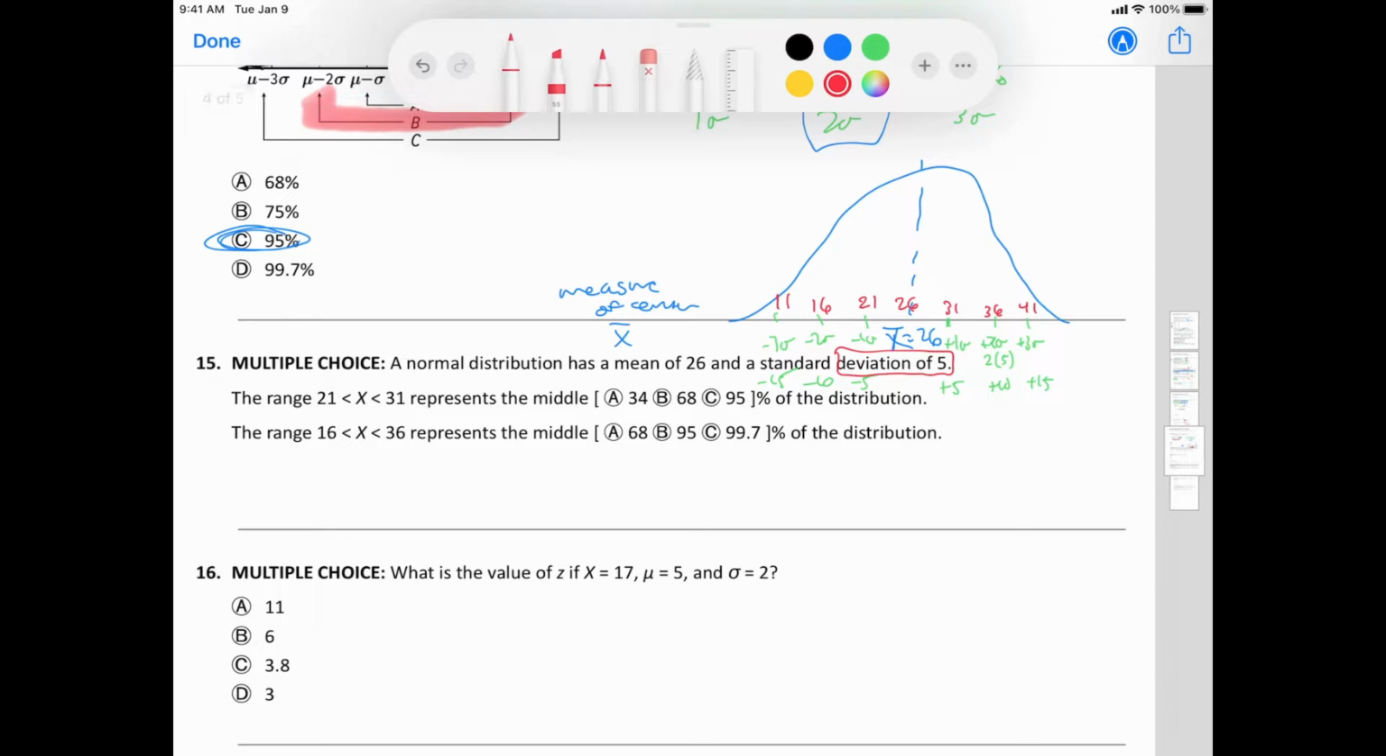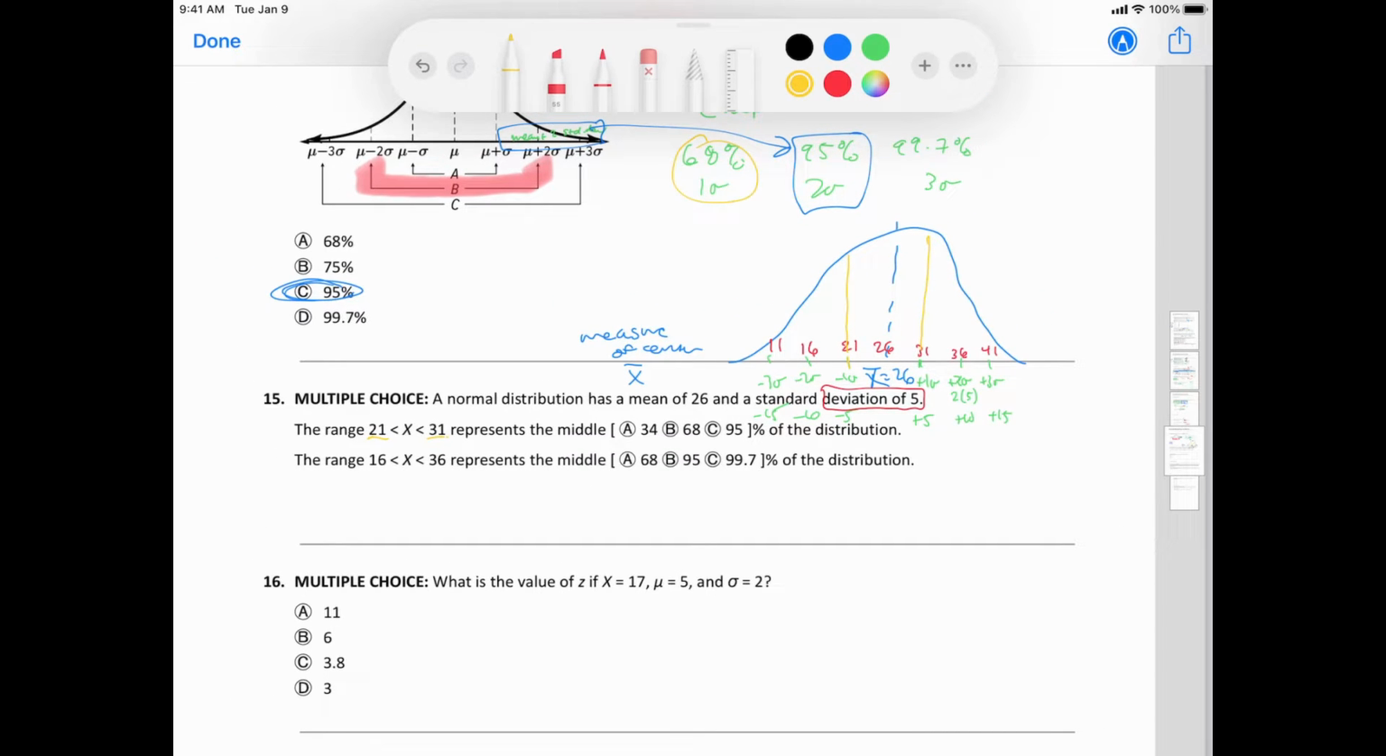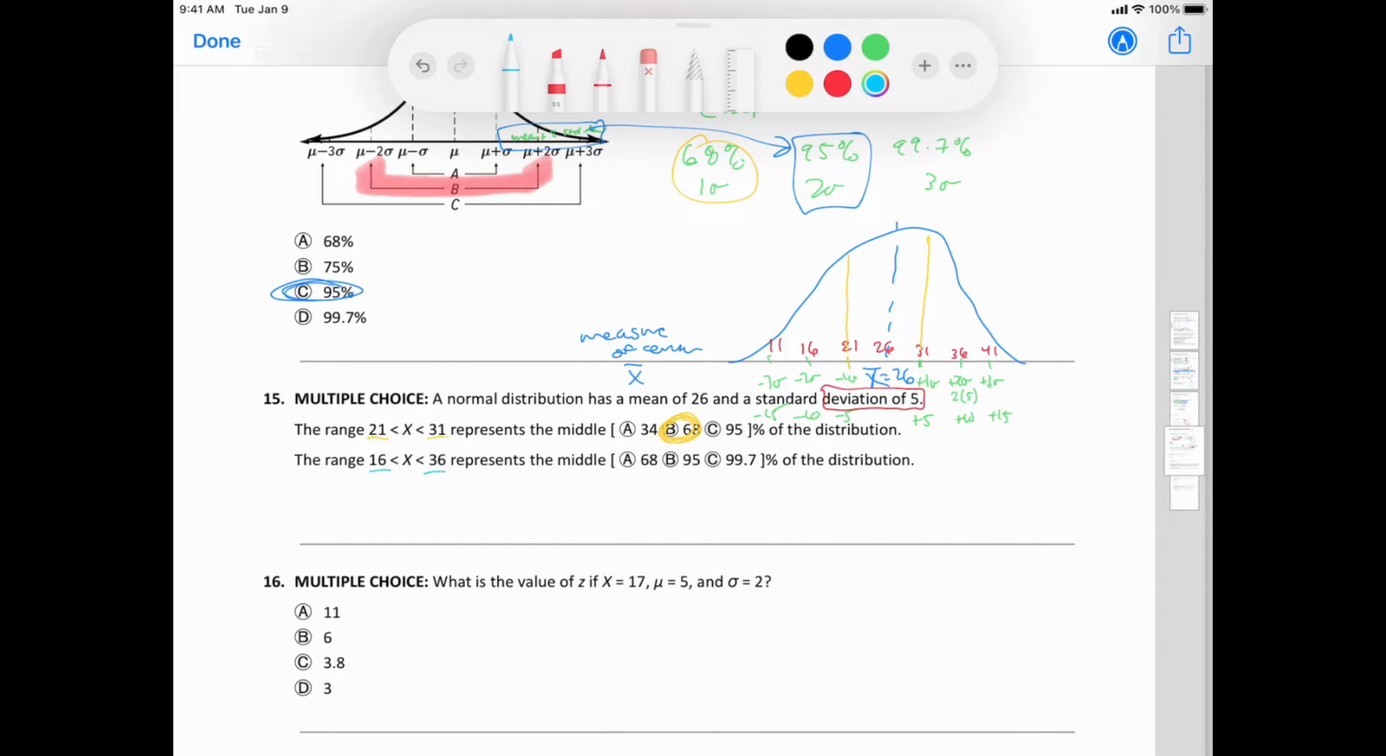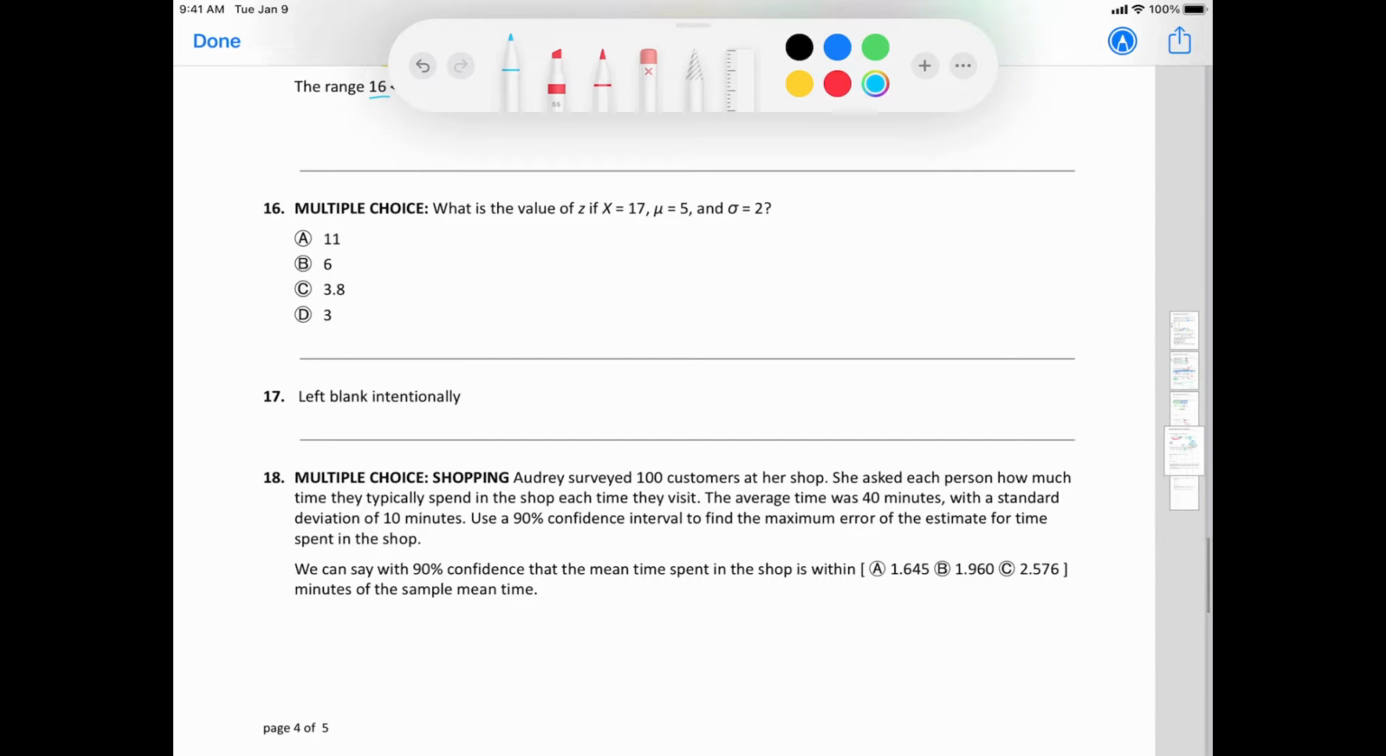Okay, so if I do the first one, 21 to 31 here, so that represents how many standard deviations? 1 standard deviation away, which is 68%. And then 16 to 36 is here. So that represents 2 standard deviations away. They would want to know that. So again, that would be 95%. All right, number 16. Almost done there.